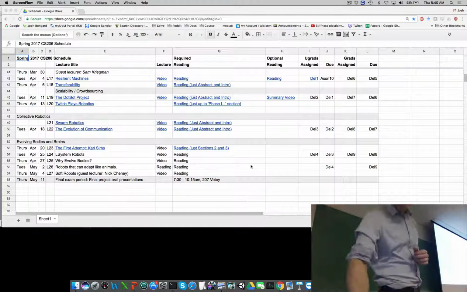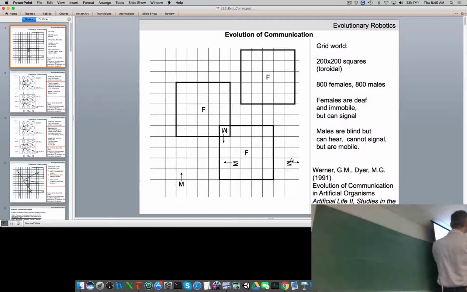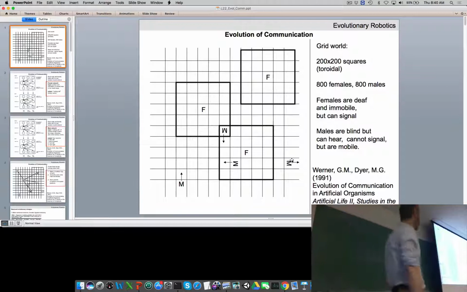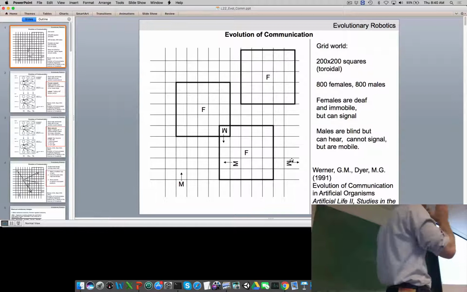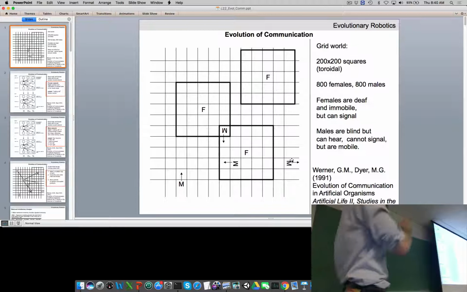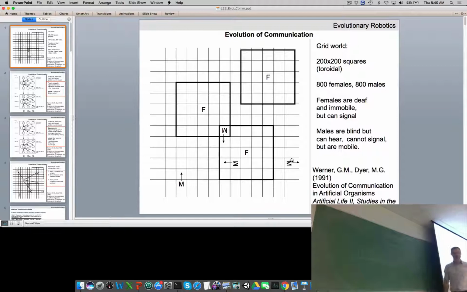Just to remind you, we're dealing with this discrete toroidal grid. We have female and male agents. The females are immobile but emit, or evolve to emit, certain signals. Males can move and they can hear these signals and they can react, or they can evolve to react in certain ways to signals that they hear when they enter the signaling radius of a female agent. Okay.